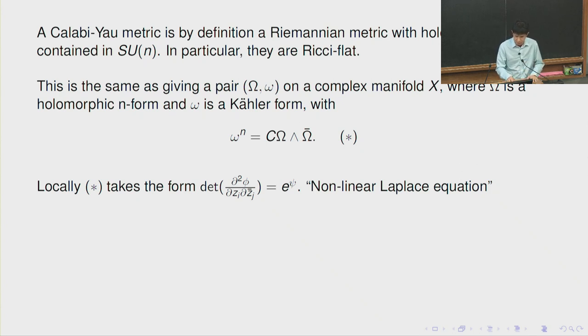If you want to understand it in terms of complex geometry, one can fix a complex manifold, say X, and then we have a pair of two objects. One is little omega, which is a Kahler form. Capital Omega is a holomorphic n-form, a holomorphic volume form, and the equation can be written simply as: you cook up top forms from the Kahler form and from the holomorphic form, and they are proportional by a constant.